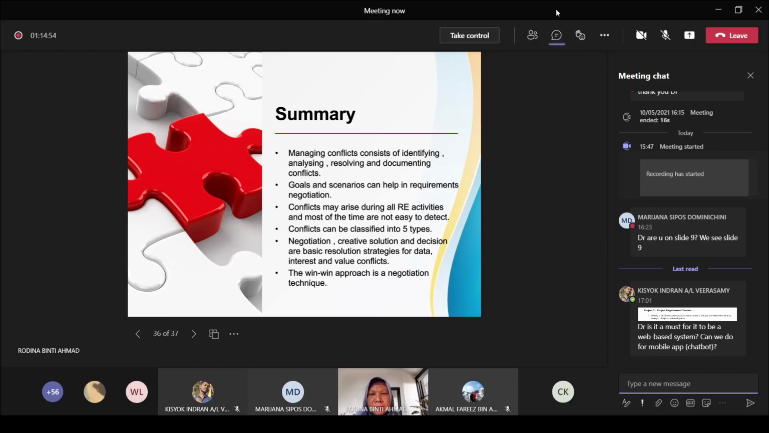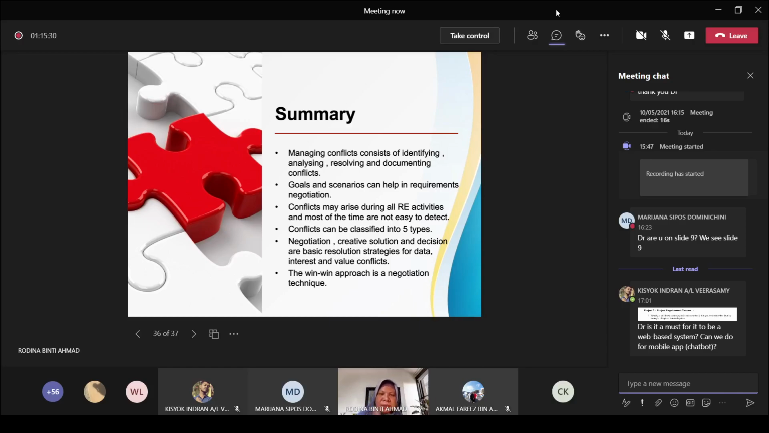We have focused on the first 3, because the other 2, relationship and structural conflicts, are quite difficult to address. And we said that there can be 3 basic strategies that we can use to try to resolve conflicts: creative negotiation, creative solution, and decision strategies. These are basic strategies. You might want to make use of them in a proper way in addressing those 3 types of conflicts. Sometimes a combination of strategies can also be used.